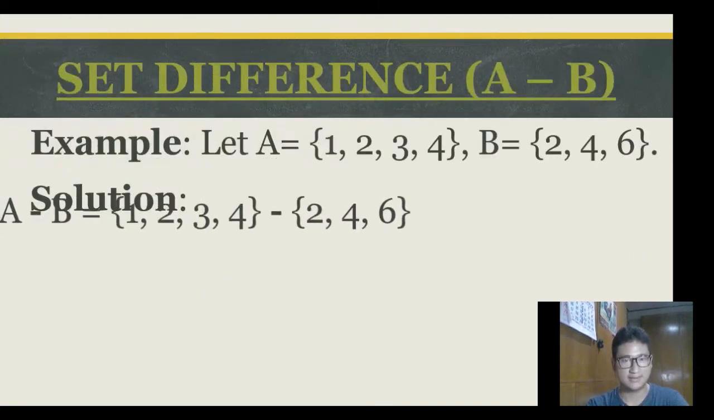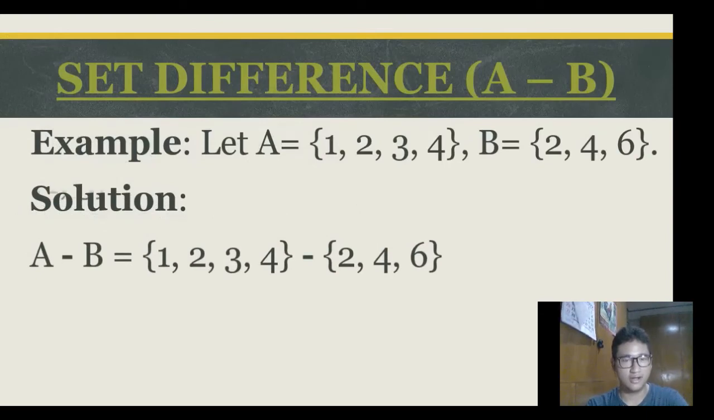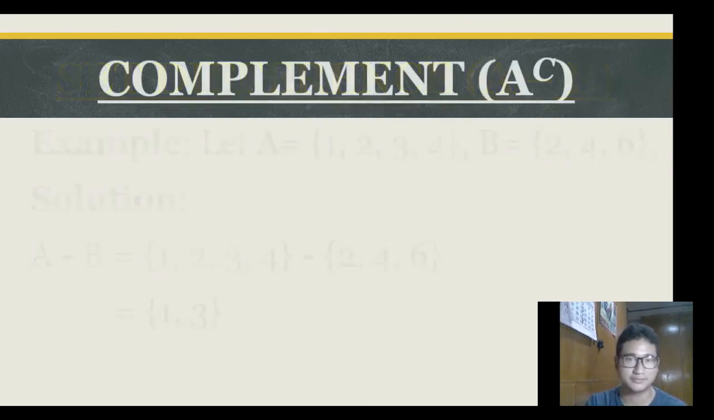Next, we have the set difference. This means that all elements that are in set A are not seen in set B, as seen in an example. So we have 1 and 3. 1 and 3 are seen in set A but are not seen in set B.